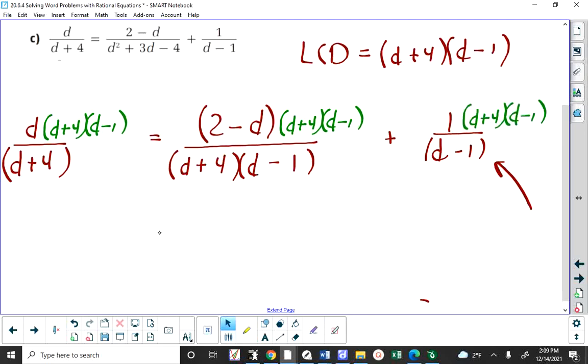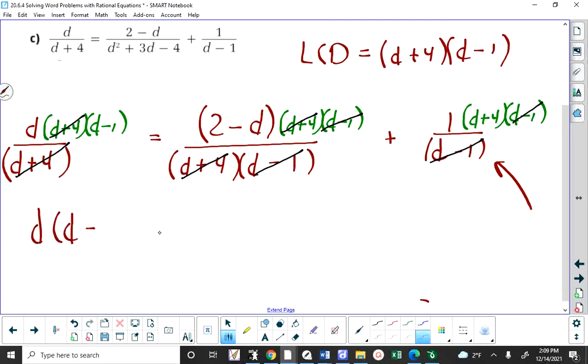So what cancels? Let's see. D plus 4 cancels here. Here, the d minus 1s also cancel, and the d minus 1s cancel there. So we are left with d times d minus 1 is equal to 2 minus d plus d plus 4.